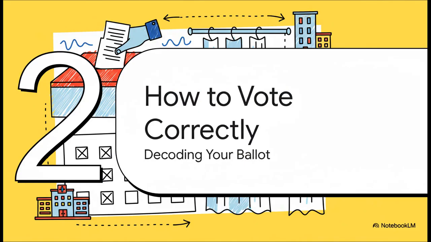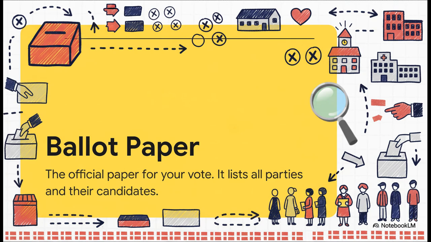All right, you're ready to vote for your commune and your region, but how do you actually fill out that piece of paper without messing it up and having your vote thrown out? Let's break it down. It's easy, I promise. The key to this whole thing is the ballot paper. This is the official sheet you'll get at the polling station. On it, you'll see a list of all the political parties. Each one has a letter assigned to it. And then, underneath each party, you'll see the names of all their candidates.